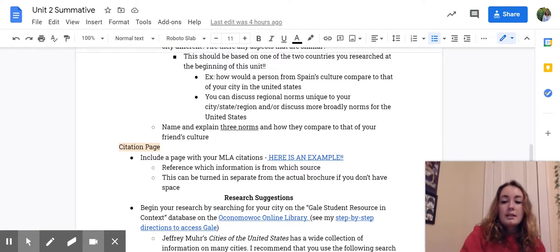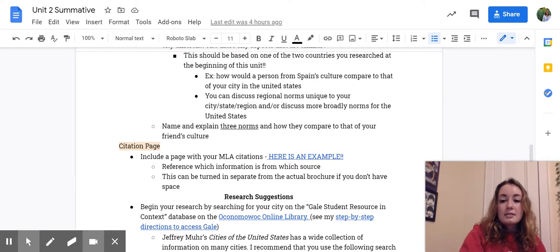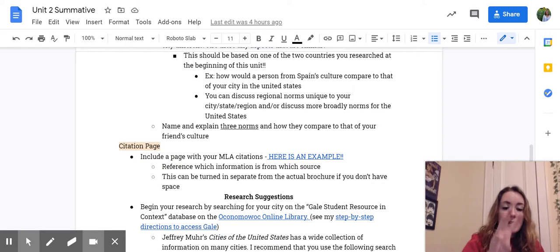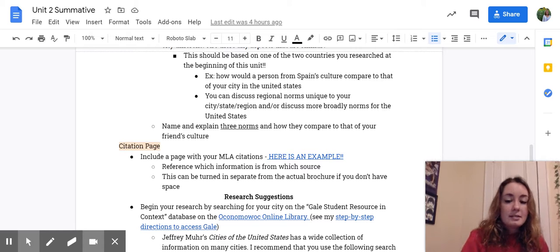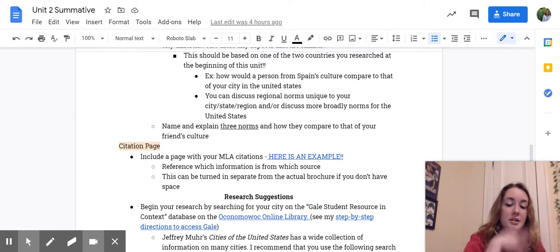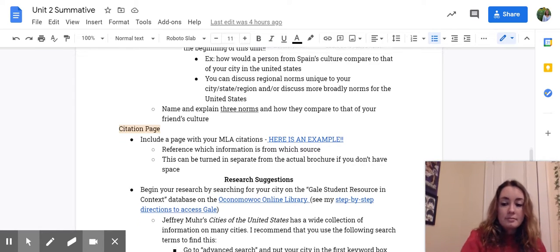Okay. And then just discuss and name 3 norms and how they compare to that of your friend's culture. So you should have at least 3 different norms that you are talking about that exist for your country or their country, and compare them.